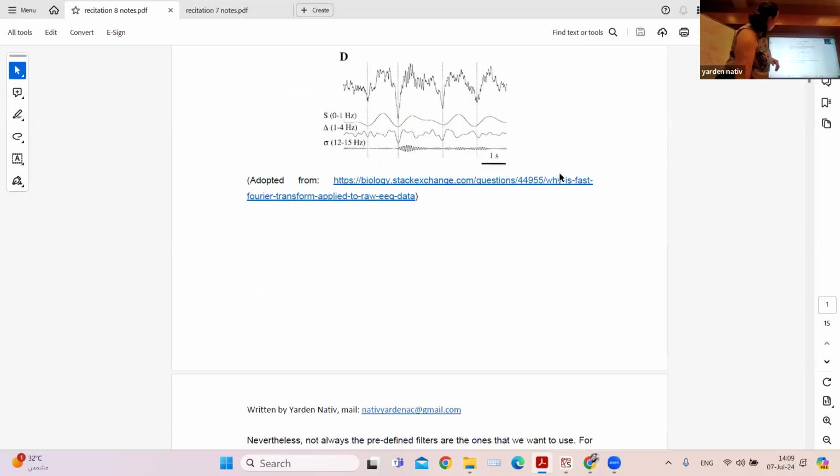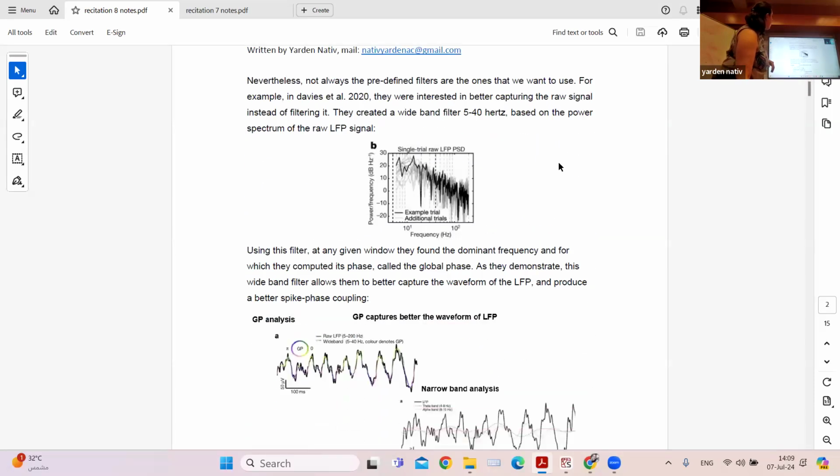But I want to show you a very deductive work that was done by engineers in this field. They were studying the spontaneous activity of the brain. You know what is a spontaneous activity?